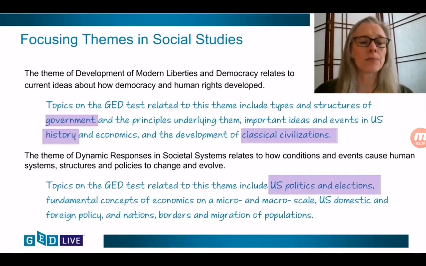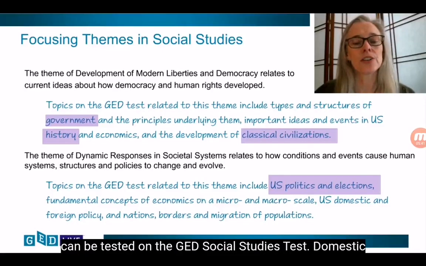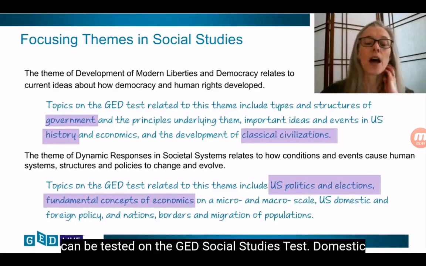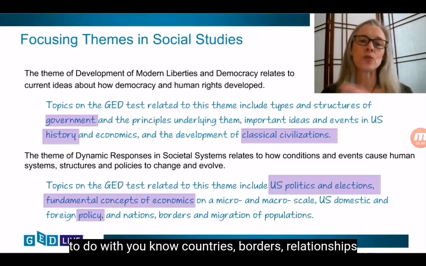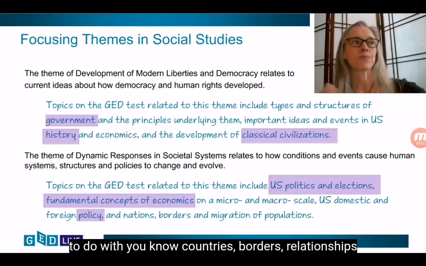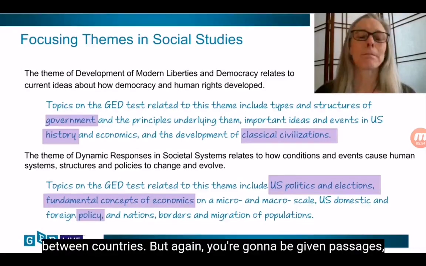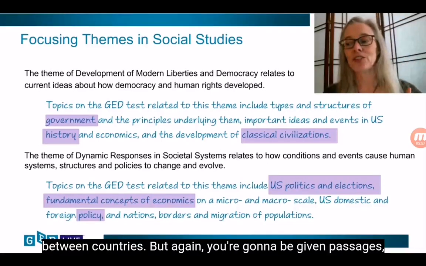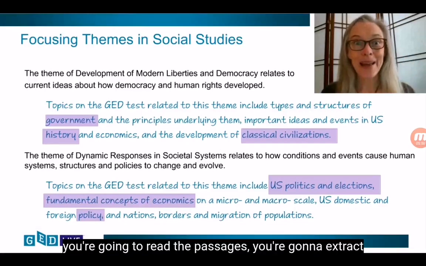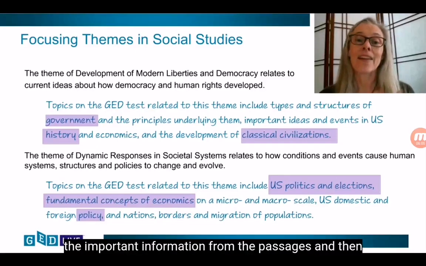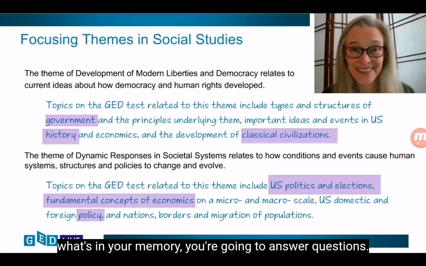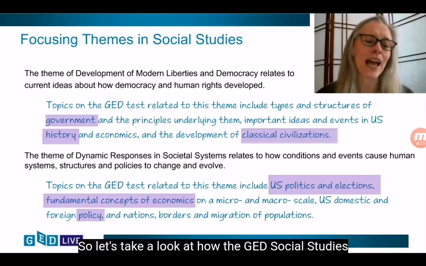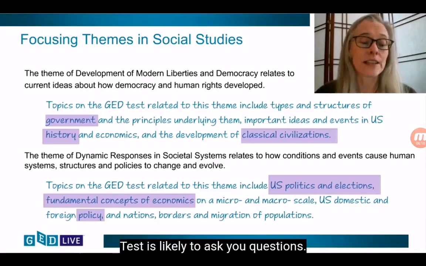Basic economics can be tested on the GED social studies test. Domestic and foreign policies of the United States, and just anything to do with countries, borders, relationships between countries. But again, you're going to be given passages, you're going to read the passages, you're going to extract the important information from the passages, and then based on that, not based on what's in your memory, you're going to answer questions. So let's take a look at how the GED Social Studies test is likely to ask you questions.